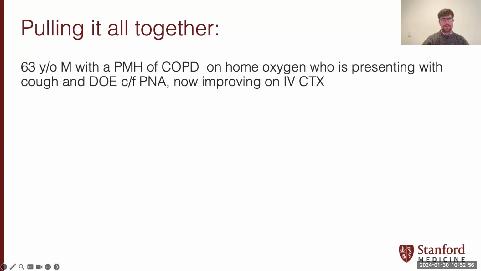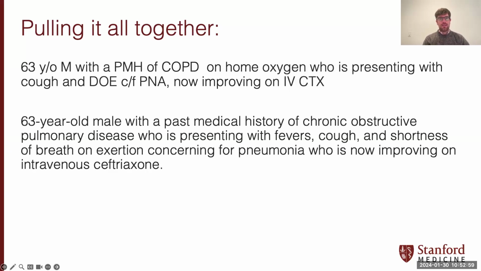And then this final one is a 63-year-old male with a past medical history of chronic obstructive pulmonary disease, who's presenting with fevers, cough, and shortness of breath on exertion, concerning for pneumonia, who is now improving on intravenous ceftriaxone, which is an antibiotic. And so I recognize these are all sort of purposefully difficult ones, but I hope it gives you a sense of how much information can come from a one-liner, in terms of really getting a sense of exactly what has happened, what brought the patient in, and where that patient's trajectory is going, in a very short, concise statement.